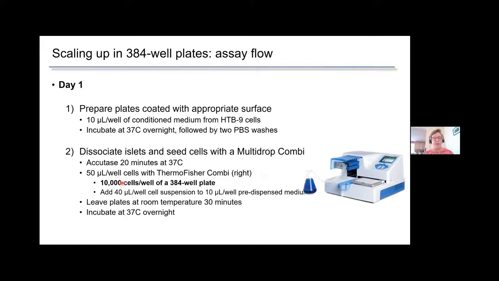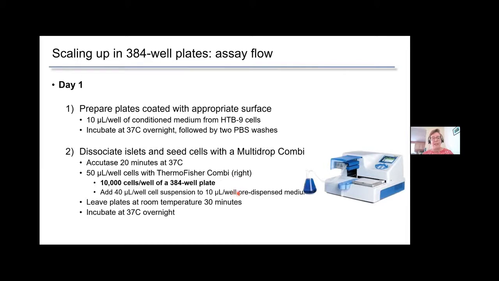We then dispense 50 microliters per well of these cells. Over time, we determined that 10,000 cells per well in a 384 well plate is really optimal for us for beta cell proliferation. That's a lot of cells in the well. For other readouts, you probably could get away with smaller numbers of cells, for example insulin secretion and so forth, or cell death. But because we're looking for a kind of rare event, beta cell proliferation, we need to really up the number of cells per well.